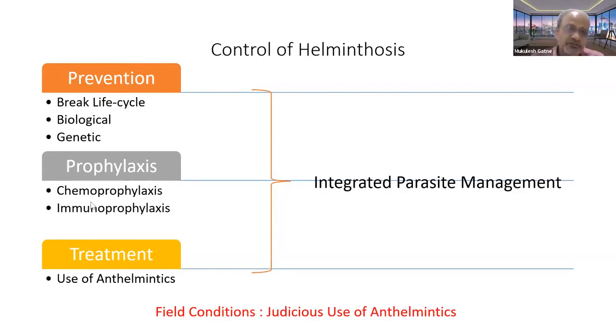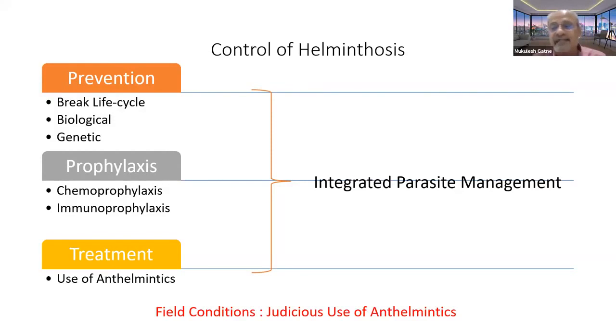So any control involves three important steps, be it a parasitic, bacterial or viral infection. Number one is prevention. Number two is prophylaxis. And number three is treatment. In prevention, as I've said, you have to break the life cycle. You have to interrupt the life cycle so that it cannot be completed and the worms can be eliminated from that area. So you have to, at a few places, break the life cycle.